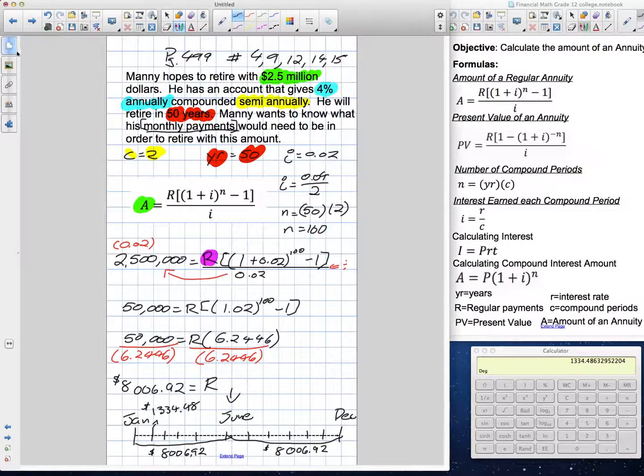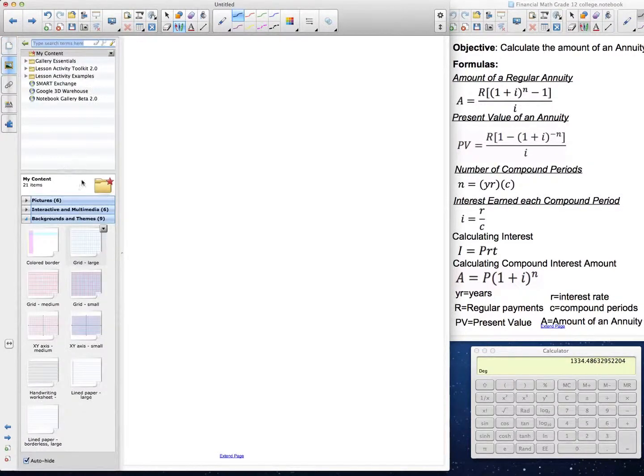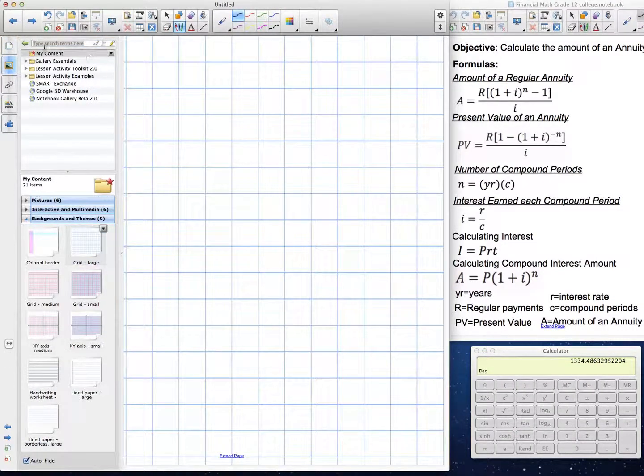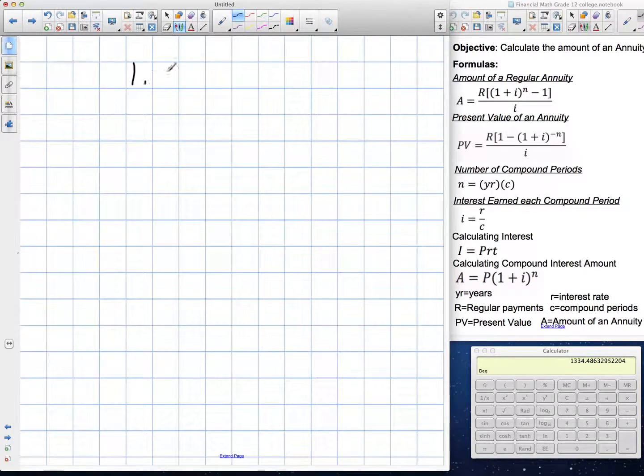Jaden asked a question here. He said, well, what did he actually put in? He wants to know the amount that he's had to put in. That's a very good question. There's several ways we could figure this out. Let's do it by monthly. We said his monthly payments were $1,334 and what, 48 cents? Yeah, right there. These were his monthly payments.